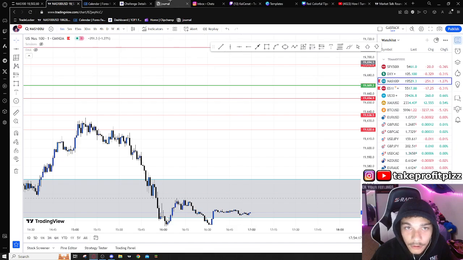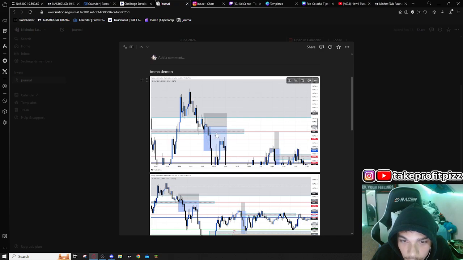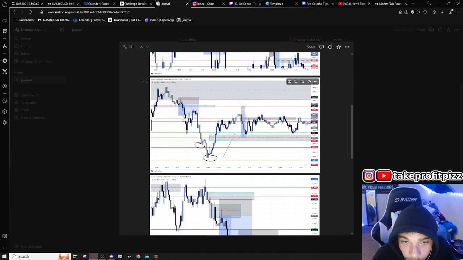If you want to look, these are mine. First trade, right here. Take profit was off of this wick. Second trade, right here. I'm just showing you guys. This is all it is: liquidity sweeps, fair value gaps.